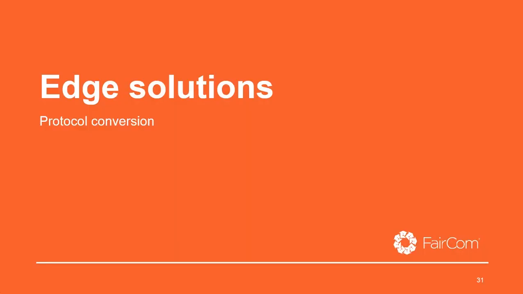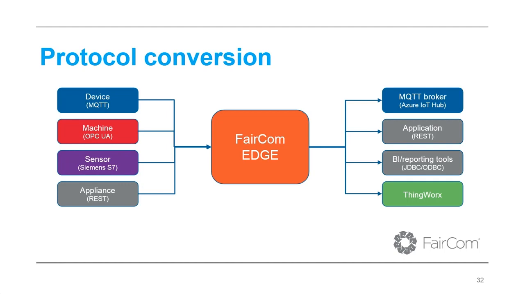So Edge Solutions, I think this is a little bit fun because we start to be imaginative in what we can do. One of them, which we started to hint at, is protocol conversion. I can capture OPC UA data for a bunch of factory machines, for example, and then publish those to Azure IoT Hub, where we want to do something in the cloud. I could get MQTT data from a whole bunch of devices, maybe home security systems, alarms, or exercise equipment, capture all that data and then publish it to ThingWorx if we want to. So we can get data in different protocols and then move that data elsewhere in a different protocol.